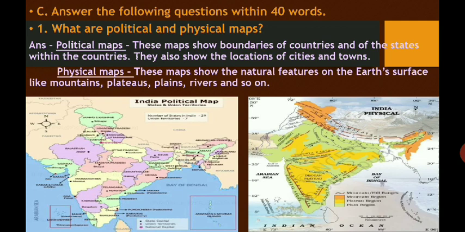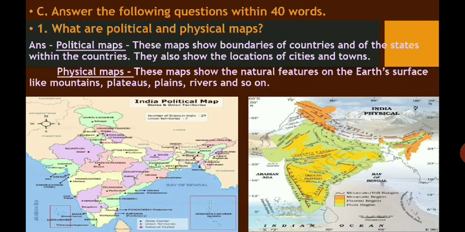Next is a physical map. In the next picture, you can see this is the India physical map, and this map shows the natural features on the earth's surface. Natural features means mountains, plateaus, plains, rivers. These are the natural features. So a physical map shows the natural features on the earth's surface like mountains, plateaus, plains, rivers and so on. Look, in the physical map some mountains and natural features like rivers, plains and plateaus are shown.